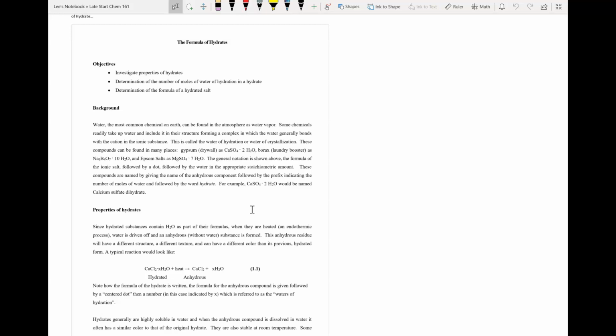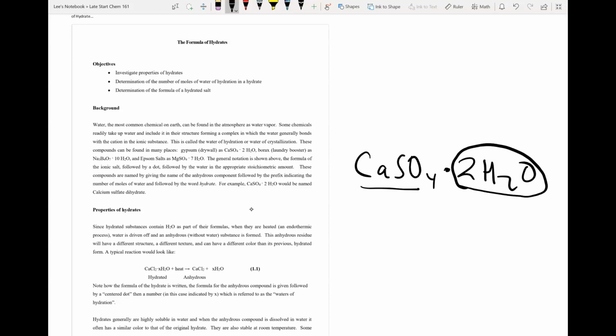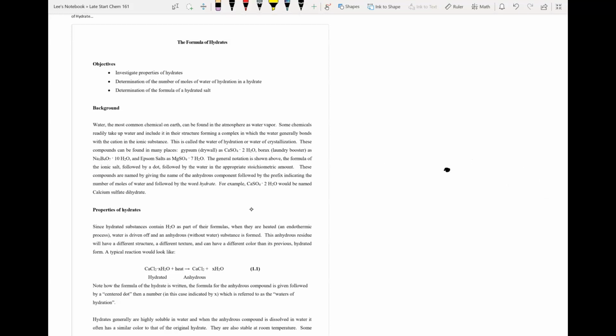And what we do when we write the formula for that compound is write the formula for our ionic compound, and then we put a dot there. It's what we call a centered dot, in the middle of the row, followed by the number of water molecules that are trapped in the crystal for every unit of our ionic compound. You can see in the introduction there's a whole series of examples of how you write the formula of a hydrate. There's also a section in your book about writing the formulas of hydrates as well, so you can look up that information if you want to.